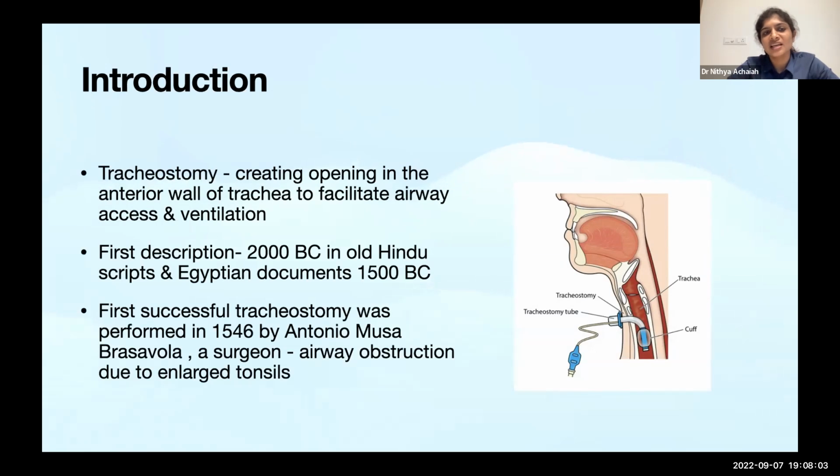As we all know, tracheostomy is a process where we create an opening in the anterior wall of the trachea through which a tube can be inserted or just a stoma can be created. This facilitates airway access and ventilation in patients, either mechanical ventilation or spontaneous. It is very interesting to know that the first description of tracheostomy was as early as 2000 BC in some old Hindu scripts, as well as in some Egyptian documents. The first modern tracheostomy was done in 1546 by Antonio Musa Brassavola, a surgeon. This was mainly done for airway obstruction due to enlarged tonsils.